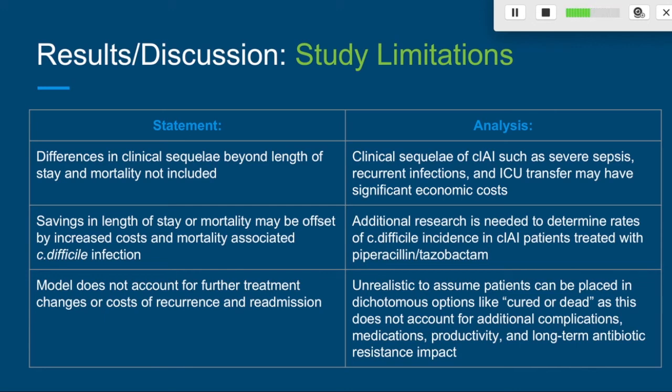And lastly on this slide, the model does not account for further treatment changes or costs of recurrence or readmission. As mentioned previously, clinicians and stakeholders cannot analyze patients as being simply cured or dead. The pharmacoeconomic study did not look at costs associated with future events, such as long-term complications and the impact on local or institutional antibiotic resistance. The model does not account for costs associated with fluid resuscitation, imaging such as CT/ultrasonography, or source control, like surgery, which are central components to the management of CIAI.